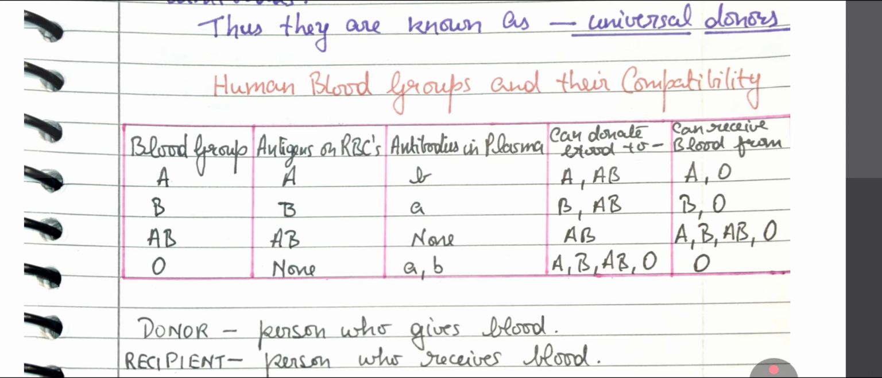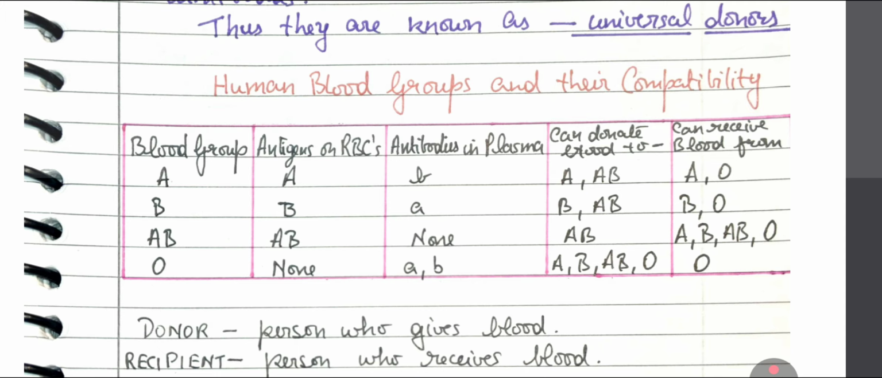If you are a little bit confused about how all these things are working, then just have a look at human blood groups and their compatibility. First we have the table. First column is blood group A, blood group B, blood group AB and O. Now antigens on RBCs. Blood group A means it has A antigen on its RBC, antibody B in plasma, and can donate blood to A and AB and can receive blood from A and blood group O.